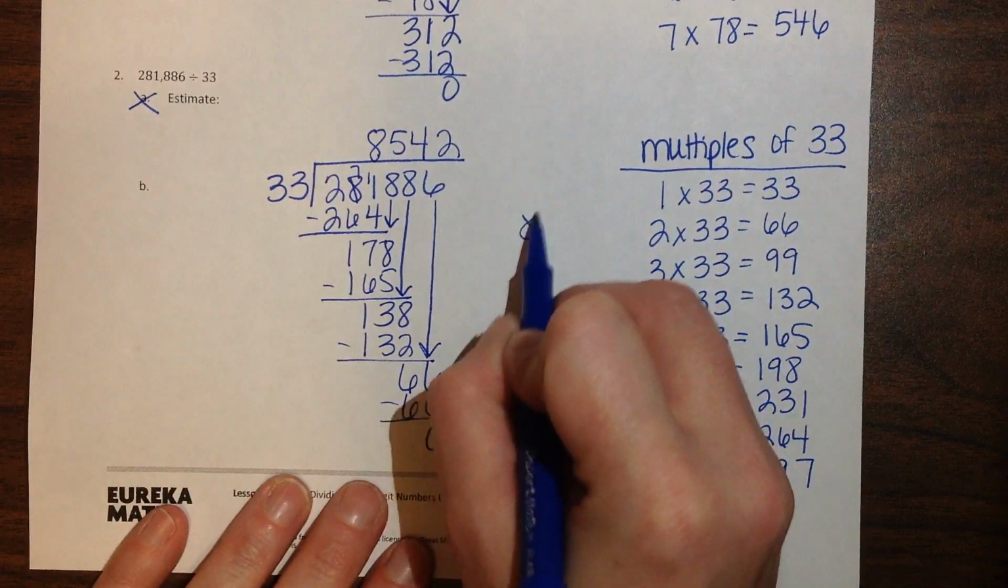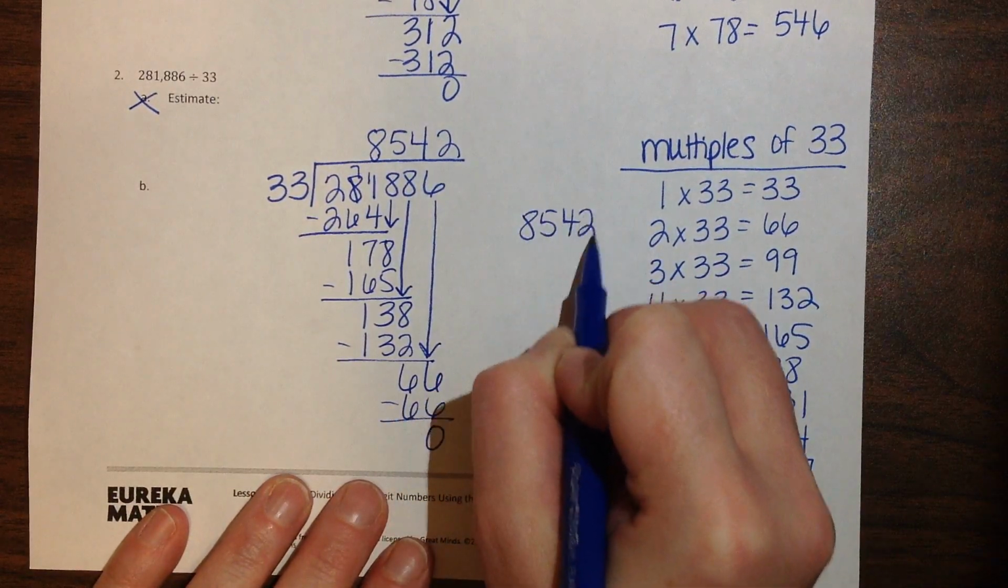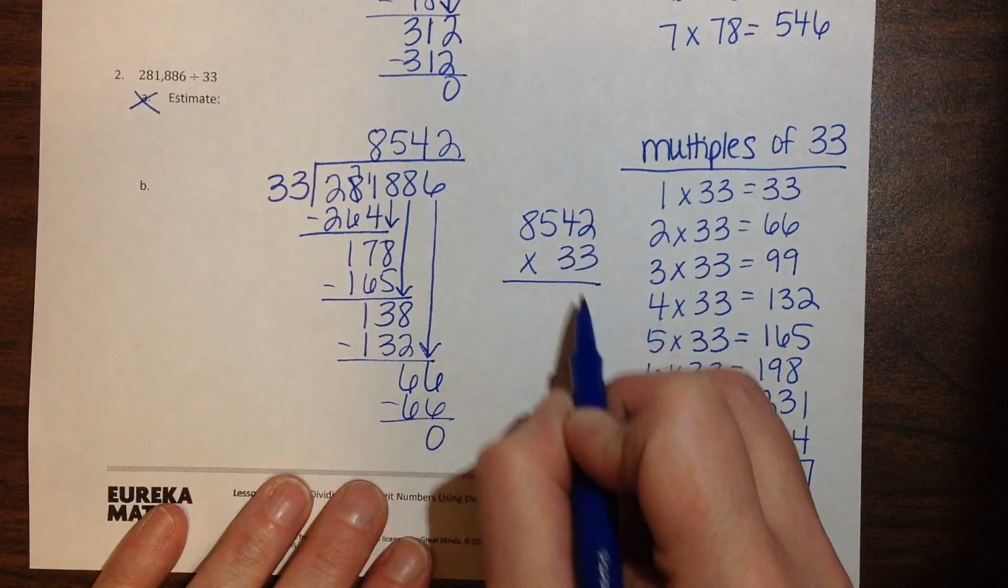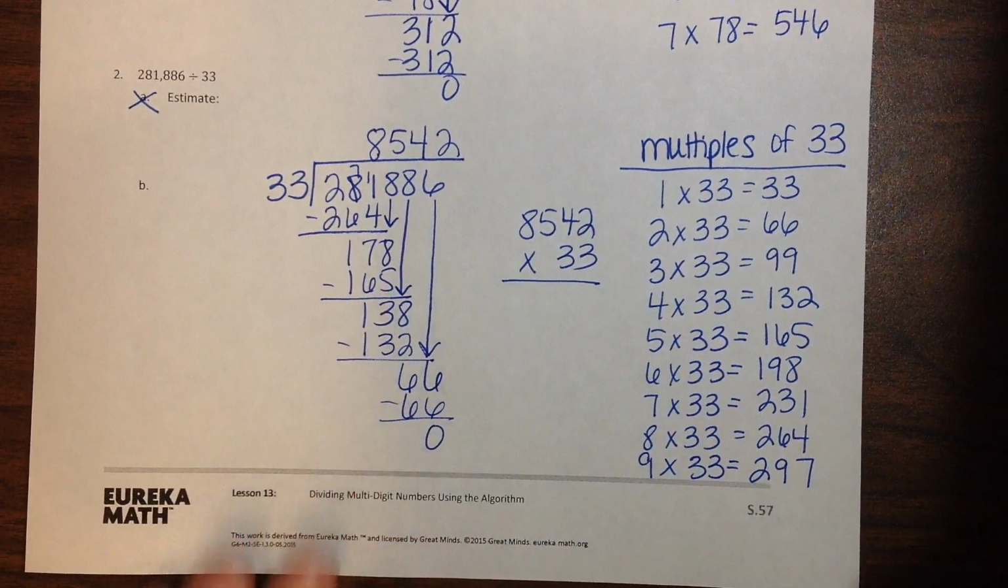Again, quotient times your divisor will give you your dividend if you check. Go ahead and check your work. And we're going to move on. So we have finished problems 1 and 2 of the exercises.